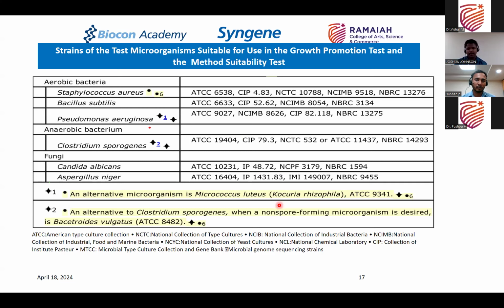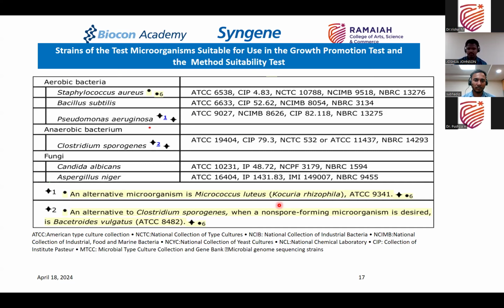And they have also given the code, ATCC. What is the meaning of this ATCC? American Type Culture Collection. These are the culture collection centers. ATCC 6538 is the strain of Staphylococcus aureus. Remember, apart from remembering the genus and the species, remember the strain, ATCC 6538.